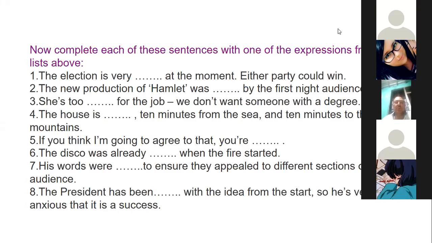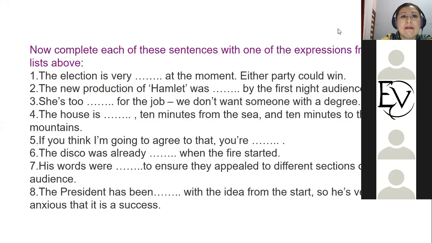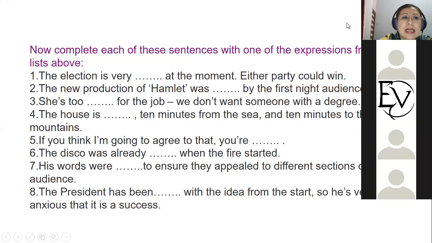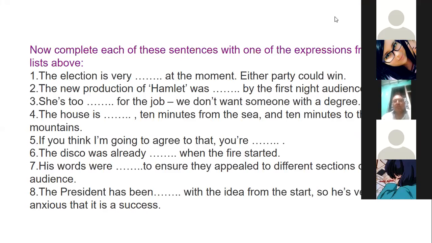Are you ready, my dear Crisia? No sé si Crisia nos escucha. Ok, ¿a quién más? Elizabeth tiene la manita levantada, pero creo que ella ya había participado. ¿Quién más está listo? Number three, number four, number five, whatever you want, la que usted quiera.